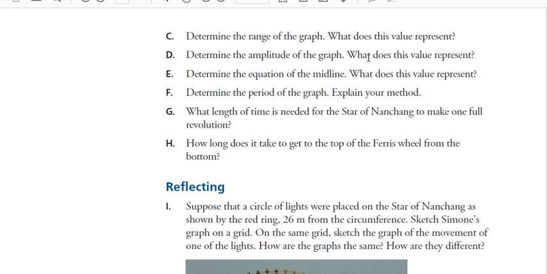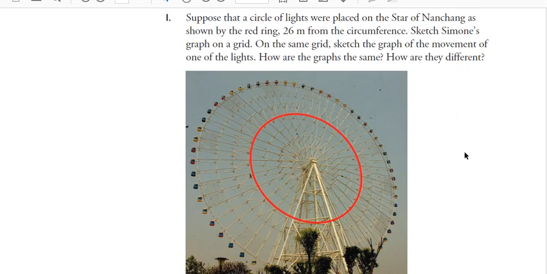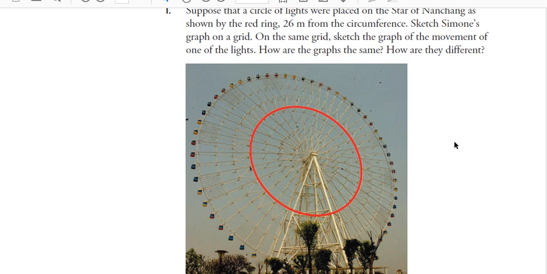Amplitude. So what does this value represent? What does the amplitude of the graph represent? We look at that picture there.